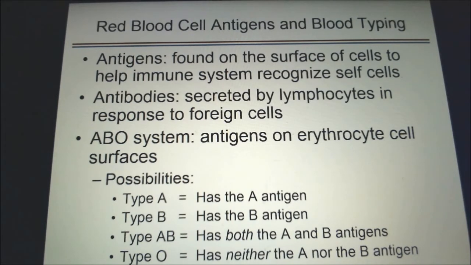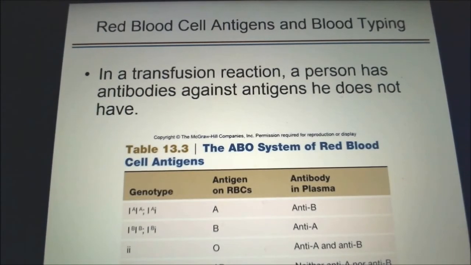Okay, we talked about red blood cells. Know how to type. Know that an A cell has A antigen, B has B, AB has both, type O has neither. You're looking at a transfusion reaction. The person does have antibodies against the blood. You transfuse it, they're going to have a reaction. For instance, an A person has anti-B, a B has anti-A, O has anti-A and anti-B, AB has neither.